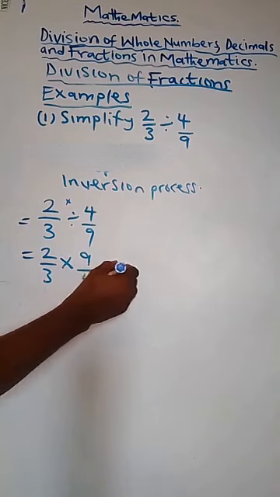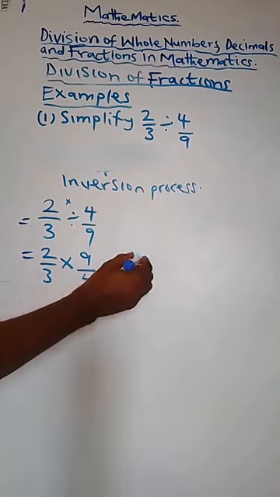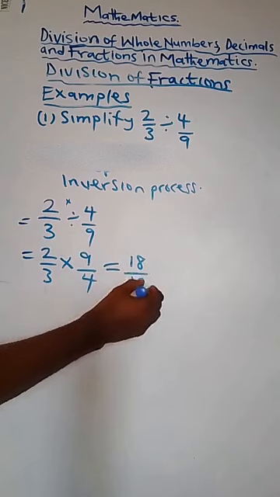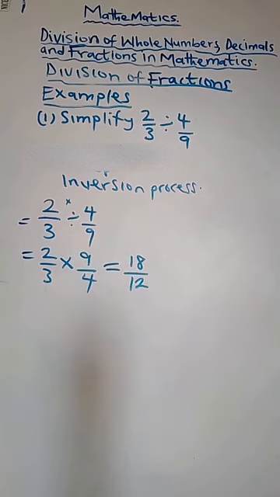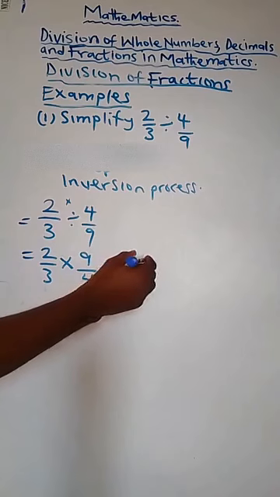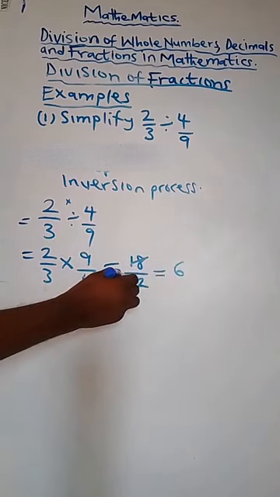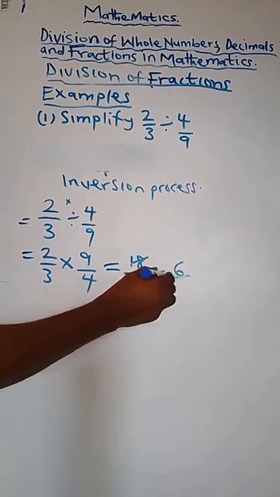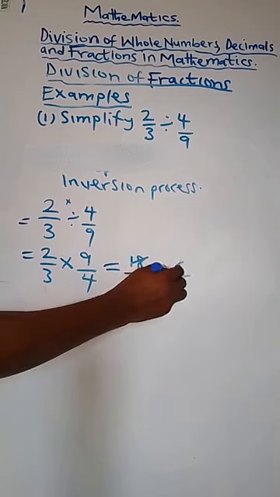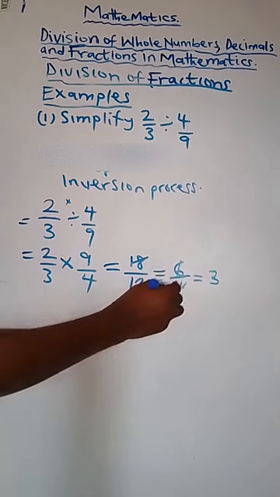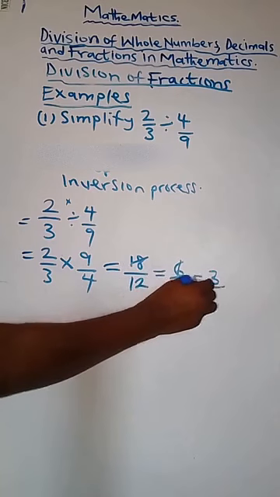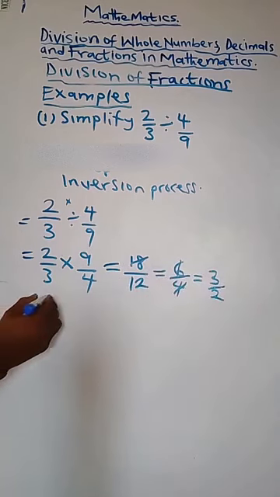Then you do it in the normal way. 2 times 9, 18. 3 times 4, 12. Right? You look at the number that you can use to cut them to the lowest terms. 3 can go here. 3 in 18, 6. 3 in 12, 4. 2 can still go. 2 in 6, 3. 2 in 4, 2. Right? So, therefore, 3 over 2.